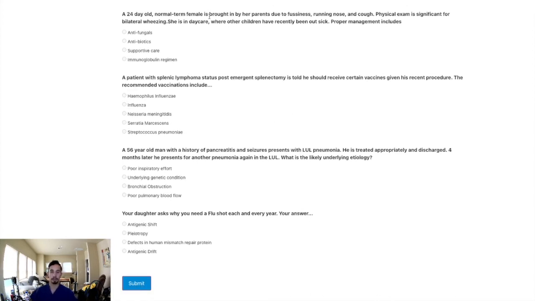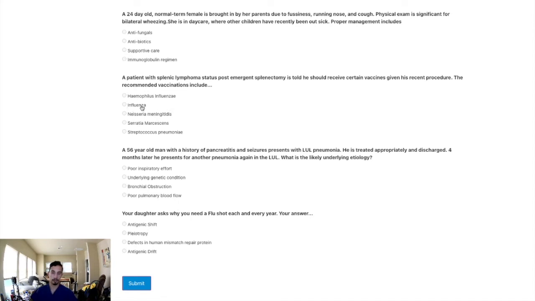All right, a patient with splenic lymphoma, status post-emergent splenectomy, is told he should receive certain vaccines given his recent procedure. The recommended vaccines include... so in this question you need to know what the spleen does. What organisms does it specifically help target? And in this case, it would be encapsulated organisms. So as we go down the list, we'll just say yes or no if it's encapsulated. So Haemophilus influenzae, yes, encapsulated, so you would need a vaccine, correct.